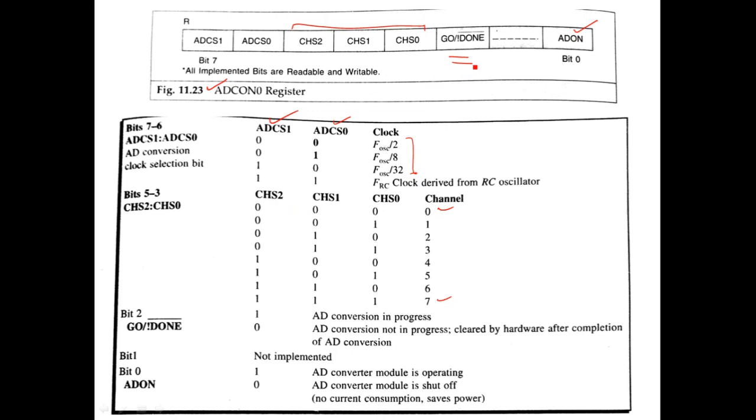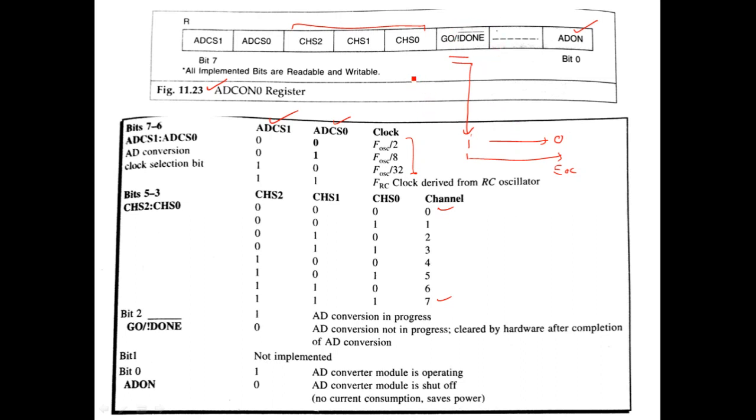So this bit has a dual purpose. Initially, when you set this bit, the conversion is started. And after the conversion is over, at the end of conversion, this bit is automatically reset. Okay, so it's a DONE bar bit.